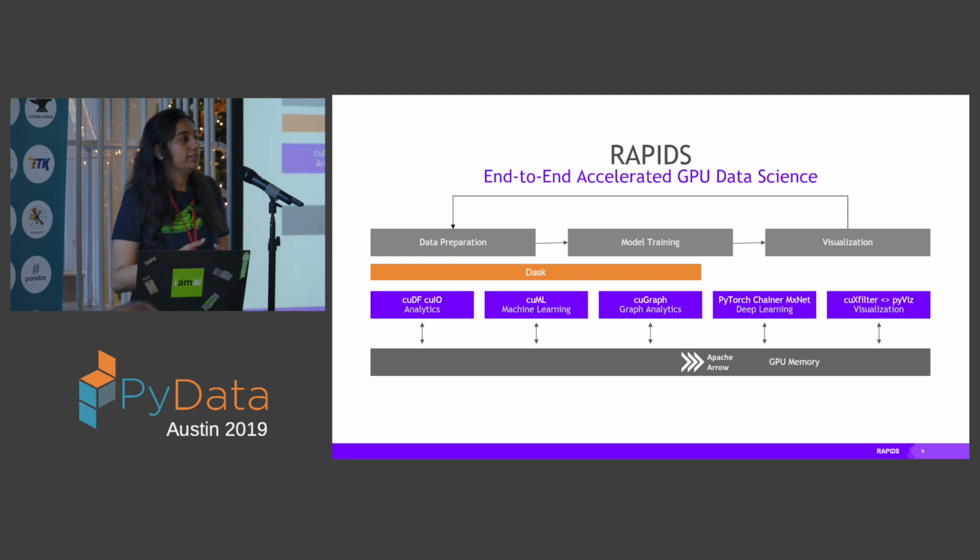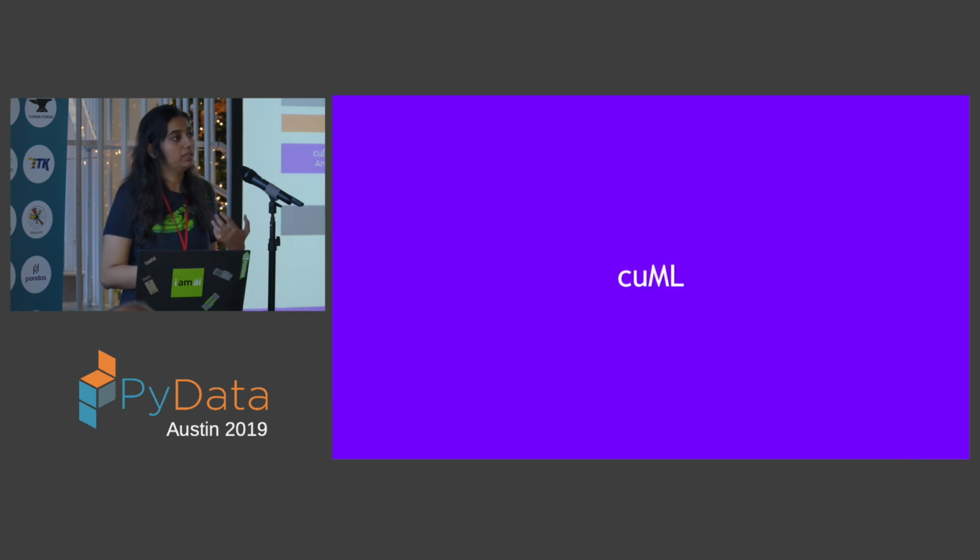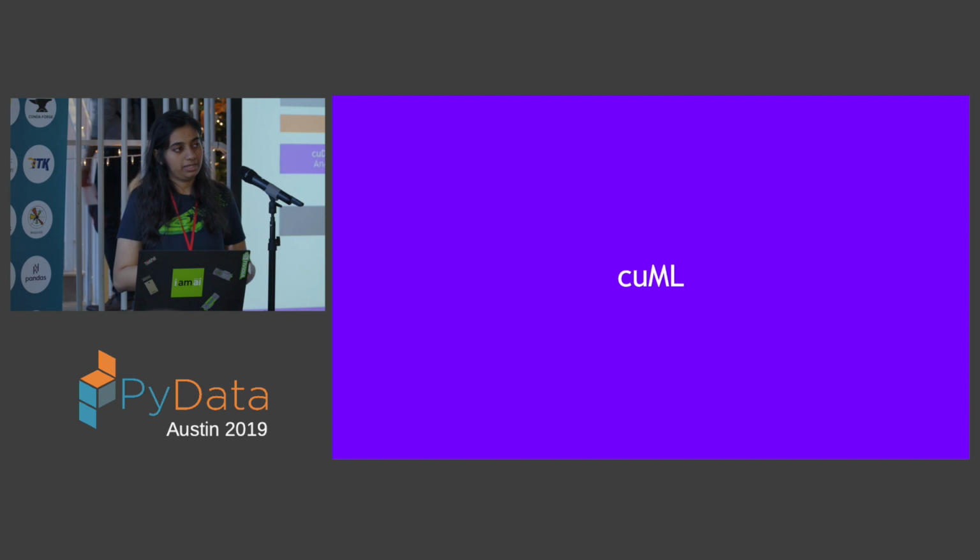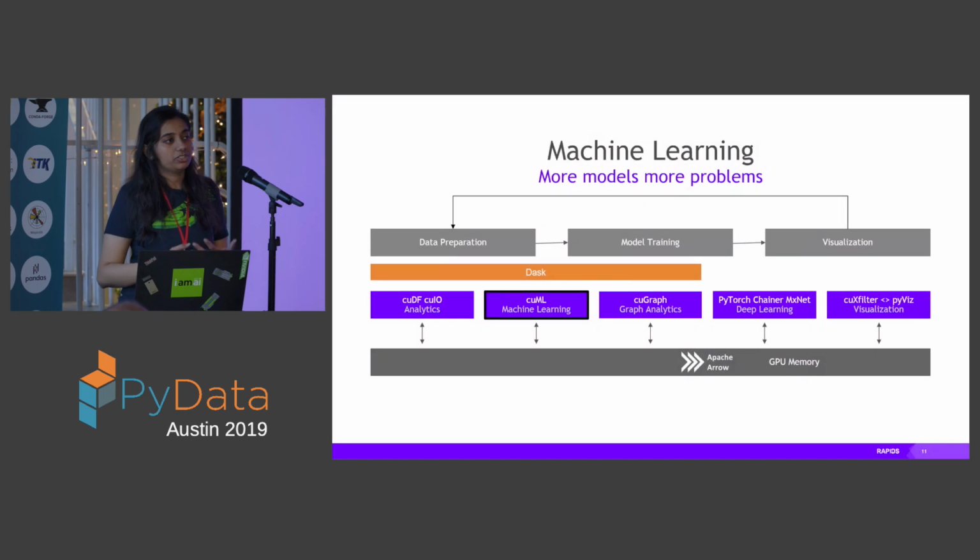So we created cuDF and cuIO, which is similar to the Pandas API, which is for data analytics. Then we have cuML, which is a similar API for machine learning. cuGraph, which is similar to using NetworkX. And now for cuML, which is basically the library that I primarily work on, I'm going to just introduce it a little bit, give you an idea of what it is, and then we're going to take a deeper dive into Random Forest.